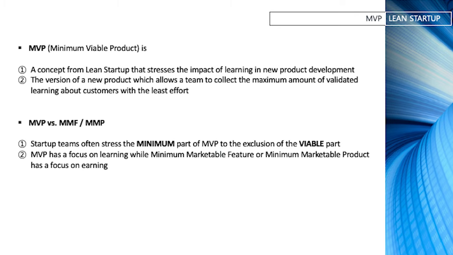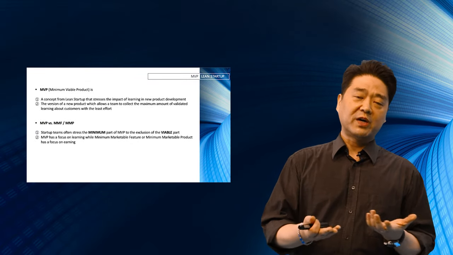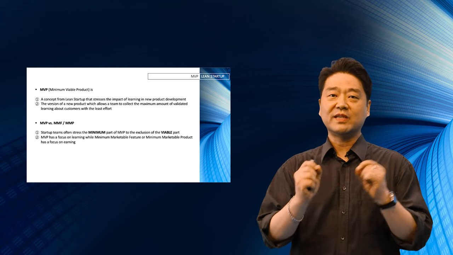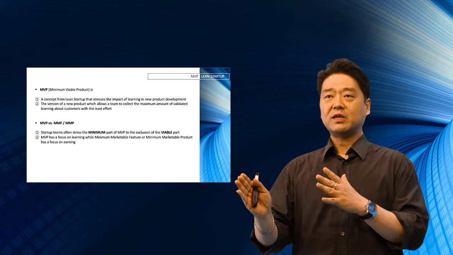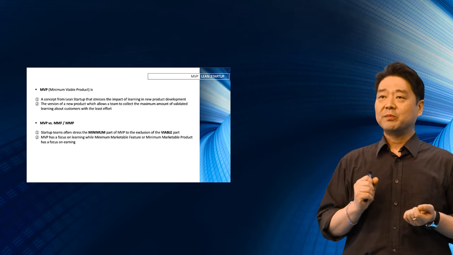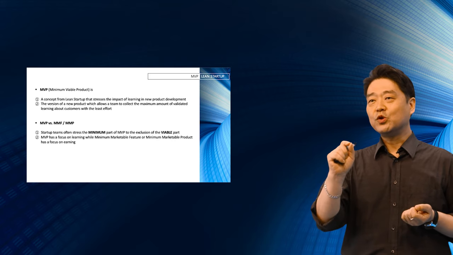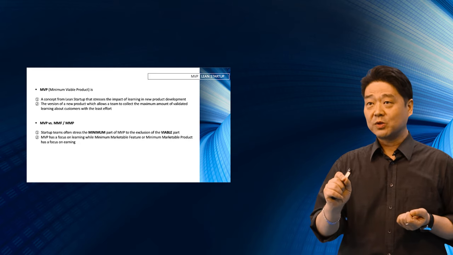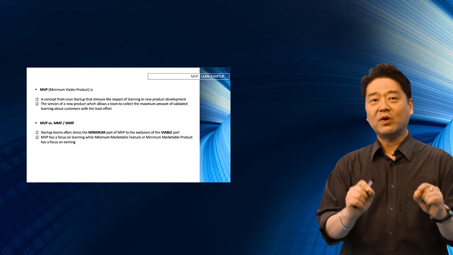One thing you have to understand is the concept of minimum viable product. When I talk with people, they say minimum viable product, and they immediately think that it's something that actually works and you can sell. That's not the point. Now, let's see what minimum viable product is. A concept from Lean Startup that stresses the impact of learning in new product development. The version of a new product which allows a team to collect the maximum amount of validated learning about customers with the least effort. What that means is it's not something that you can sell and make money right away.